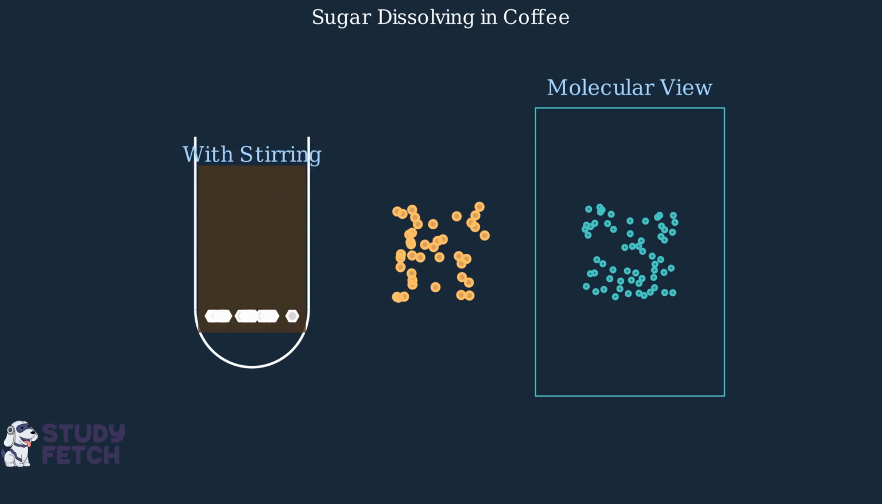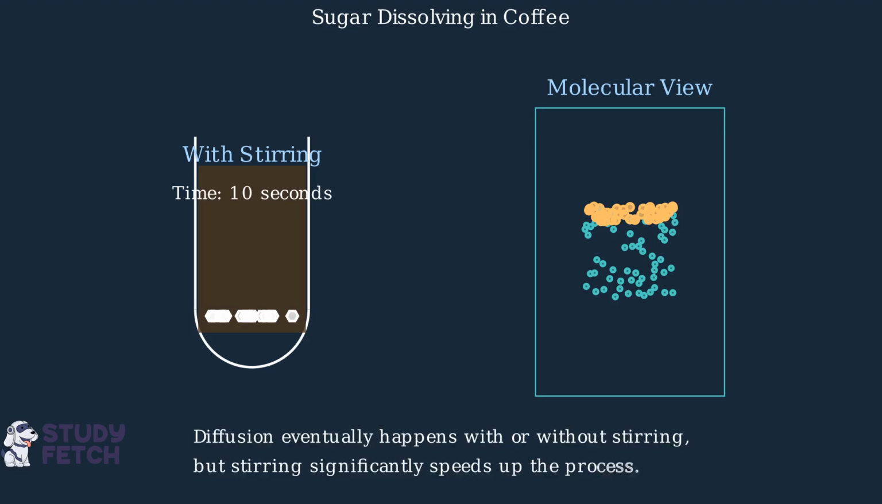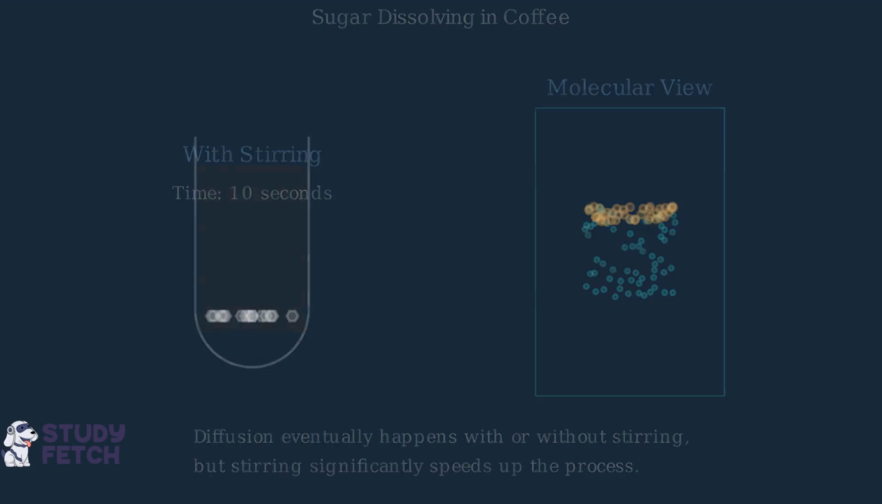When we stir the coffee, the diffusion process is drastically accelerated. Stirring creates currents that rapidly carry sugar molecules throughout the liquid, achieving an even distribution in seconds rather than minutes. Whether through natural diffusion or with the help of stirring, sugar molecules ultimately reach equilibrium and distribute evenly throughout the coffee. Understanding this process helps explain why your coffee eventually tastes sweet throughout, even if you don't stir it.